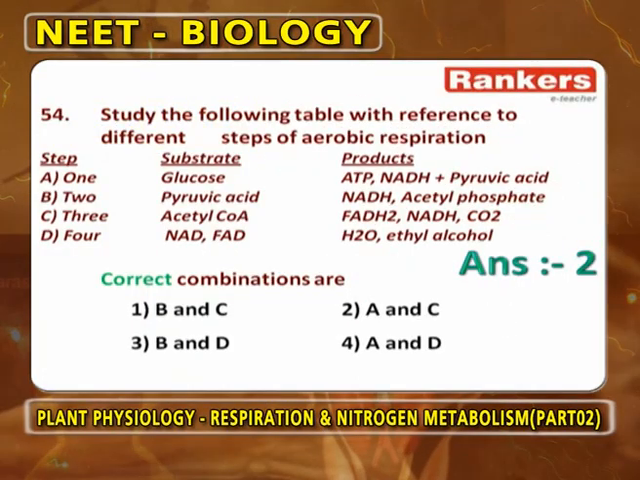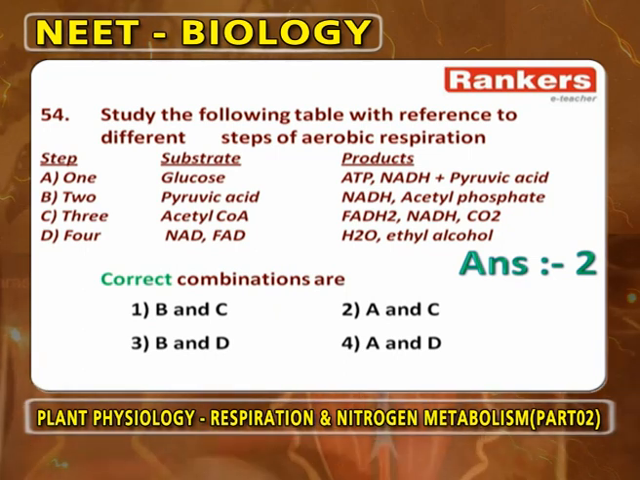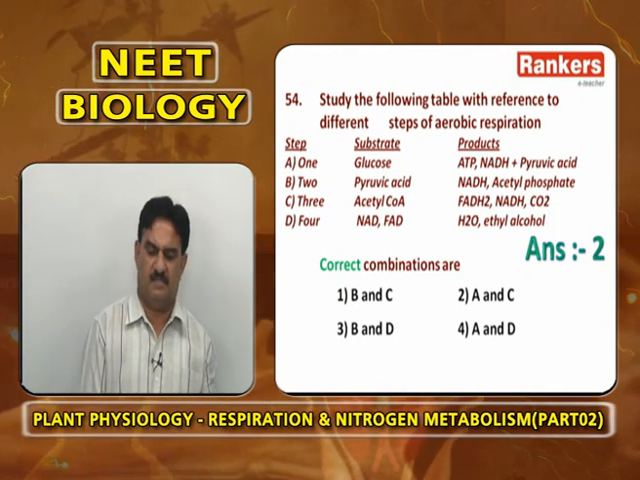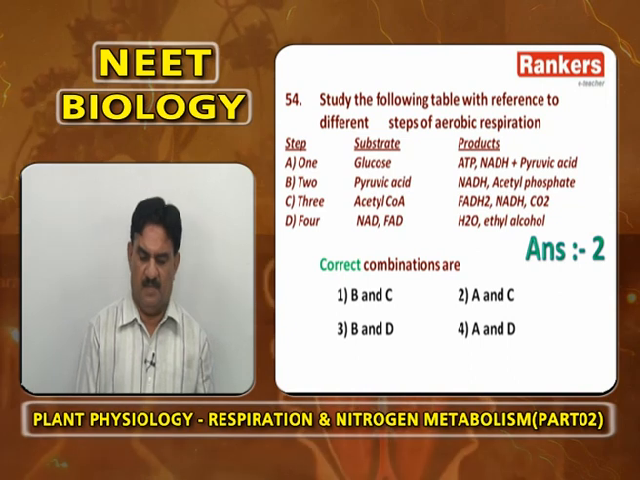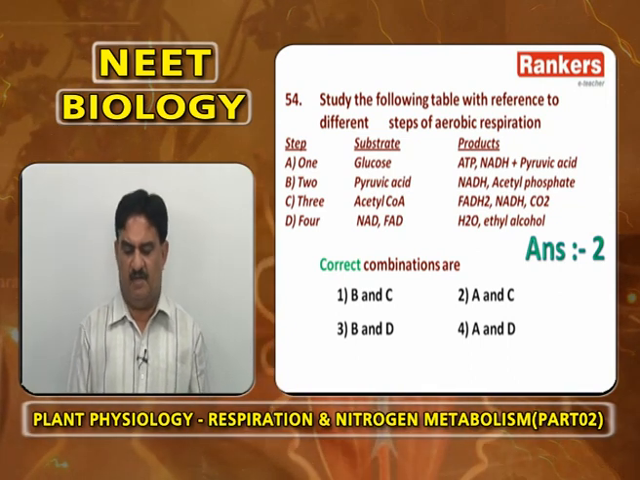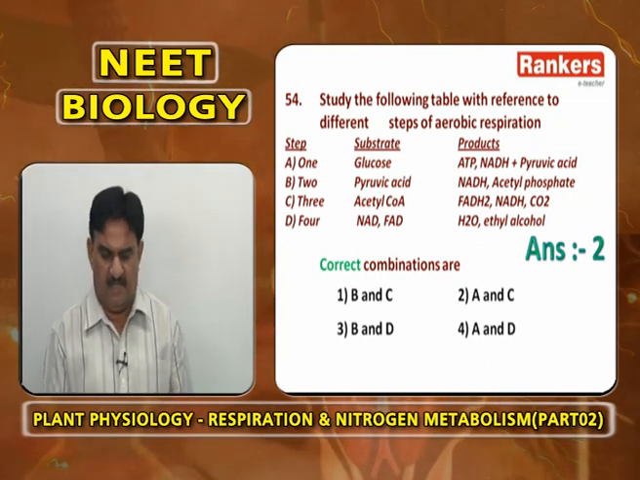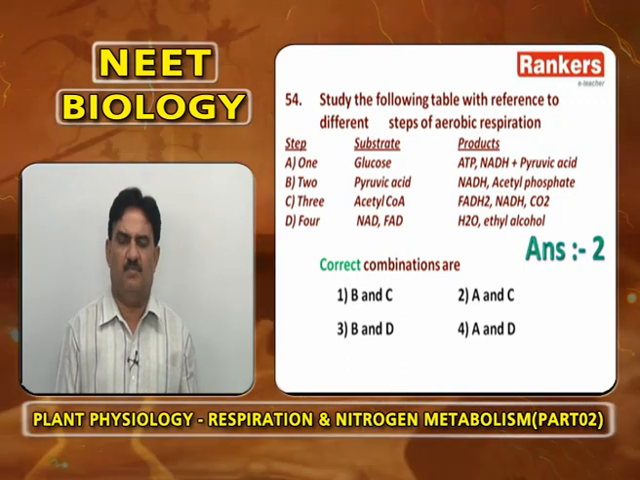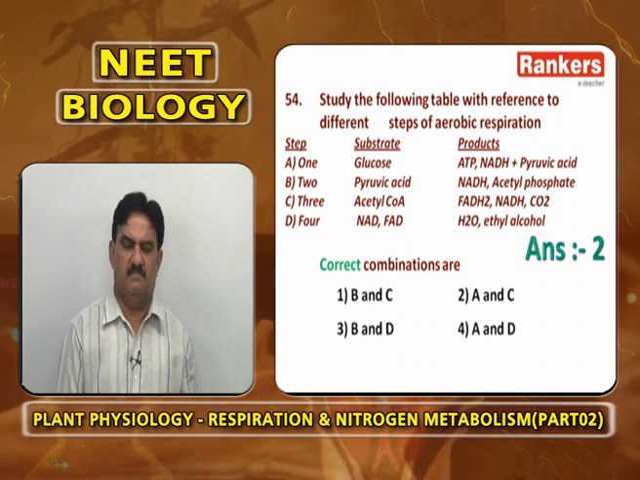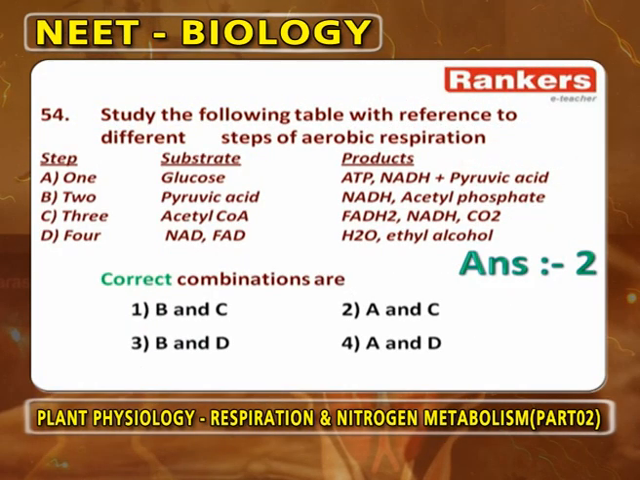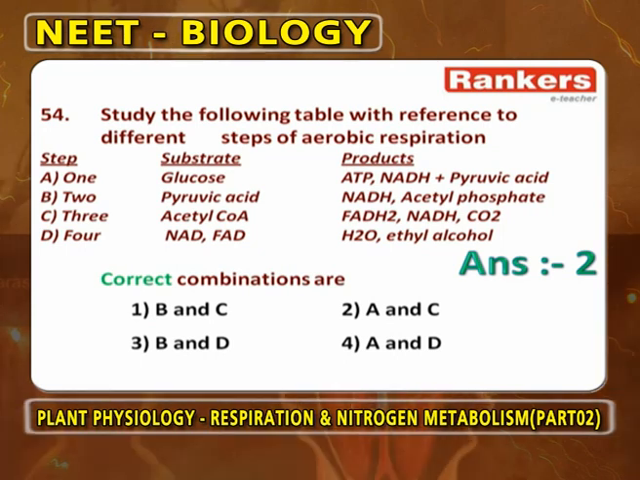What are A? Step 1 is glycolysis, where glucose converts into ATP, NADH2 and pyruvic acid. Step 2 is oxidative decarboxylation of pyruvic acid. Pyruvic acid produces NADH2 but not acetyl phosphate; it produces acetyl coenzyme A. Step 3 is Krebs cycle. Acetyl coenzyme A involves FADH2, NADH2, carbon dioxide as products, correct. Step 4 is the electron transport system. NAD and FAD are correct. Water is correct, but ethyl alcohol is wrong. So here the correct combinations are A and C. The wrong combinations are B and D. So the table with reference to steps of aerobic respiration is this one.